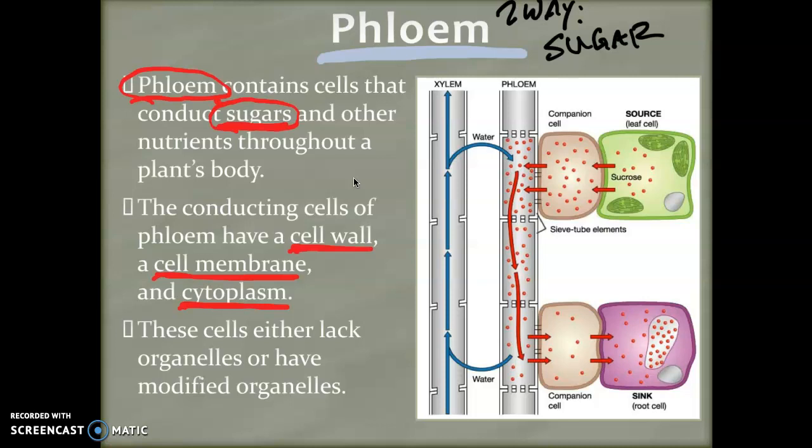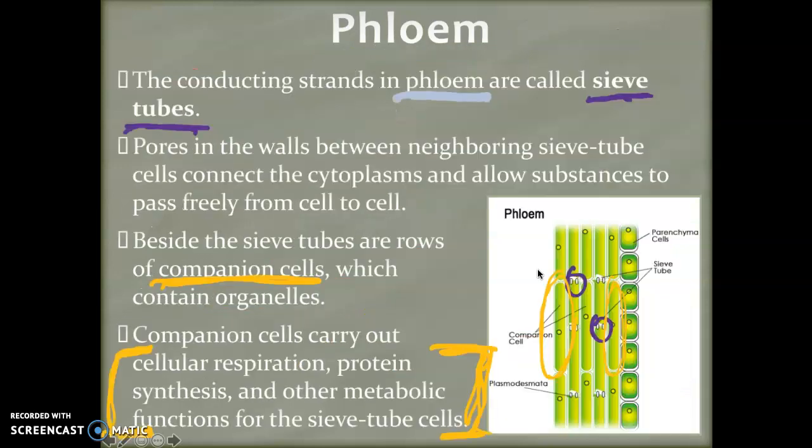Like I just said, conducting cells of a phloem have a cell wall, a cell membrane, and cytoplasm. That's different than tracheids and vessels of the xylem, because once those hit maturity, they didn't have anything except for the cell wall. These cells, however, are going to lack organelles or have modified organelles based on where they're at in the plant.